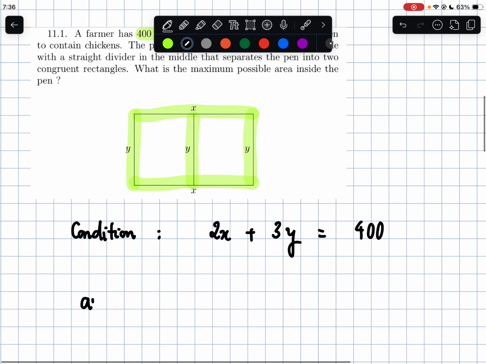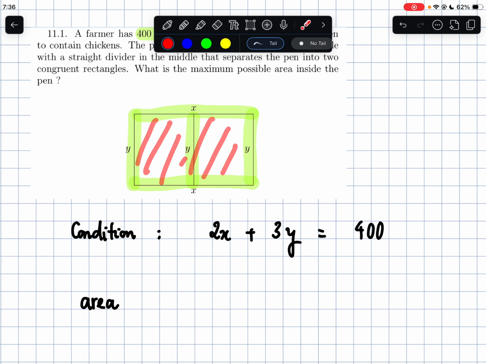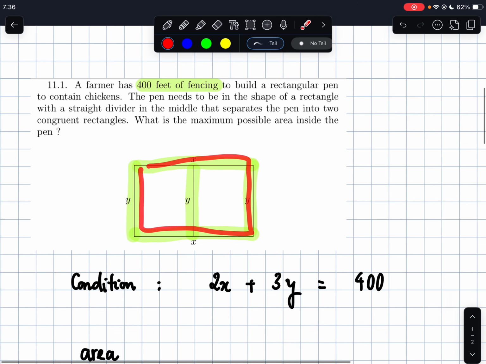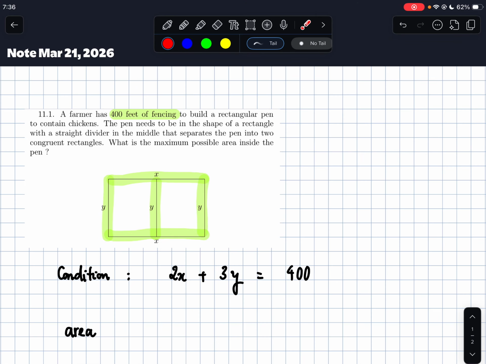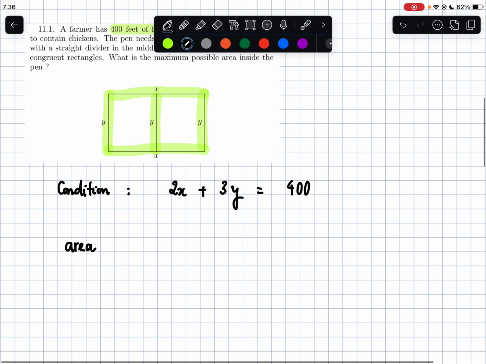So the area is the total area here. Let's look at the big rectangle. You have one side is x, the other side is y. So you have area, let me denote area by A, equal to x times y. This is the area, and we want to get the maximum area. So we want this to be max.